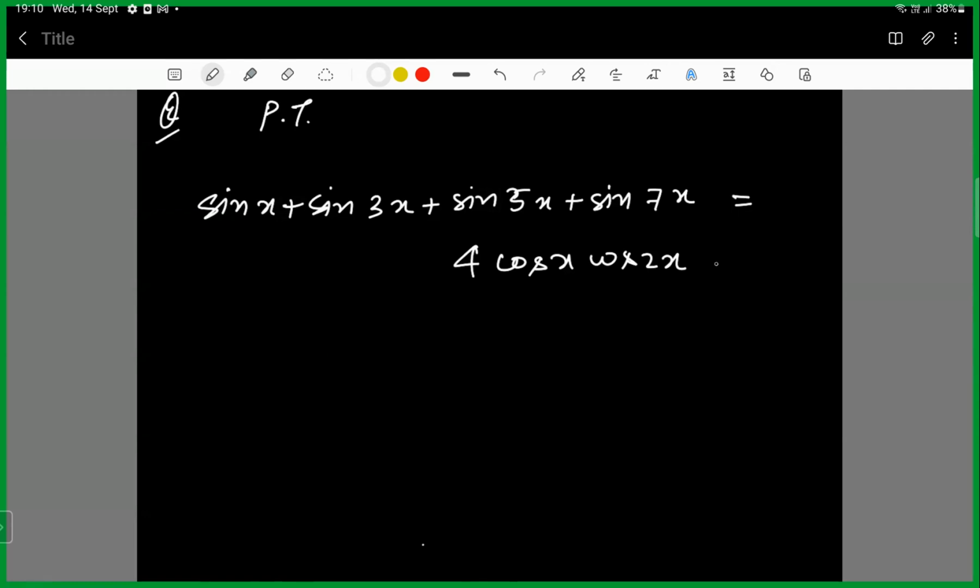So it's sin 4x. Prove this. See, here you can see the pattern: x, 5x, 7x; x, 2x, 4x. Just try it, you will surely be able to do it. These are all NCERT problems.